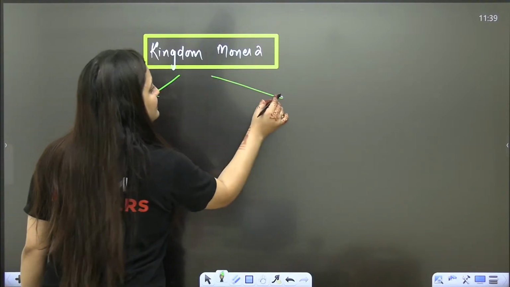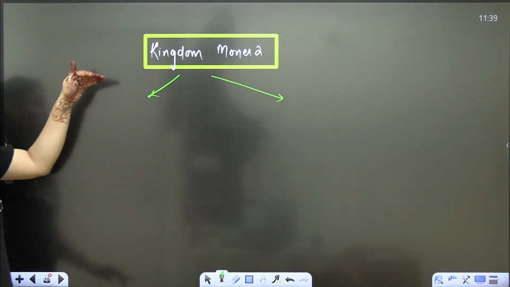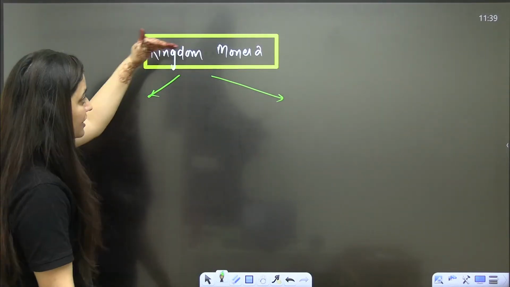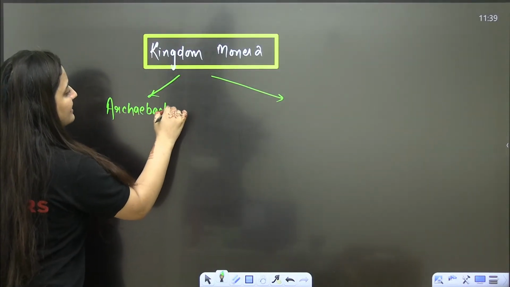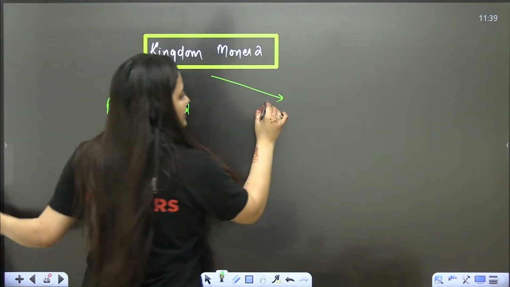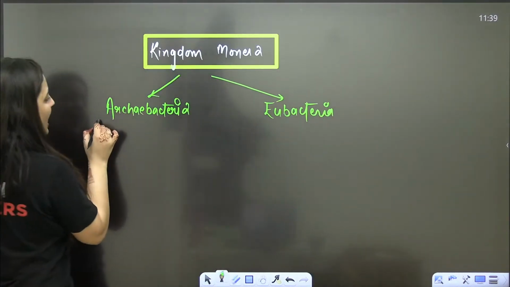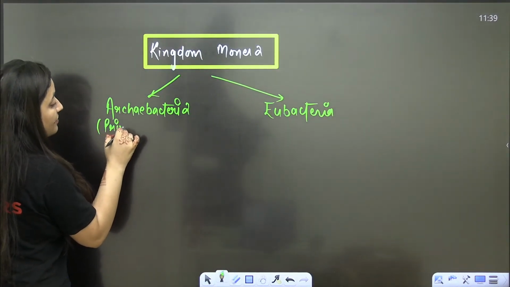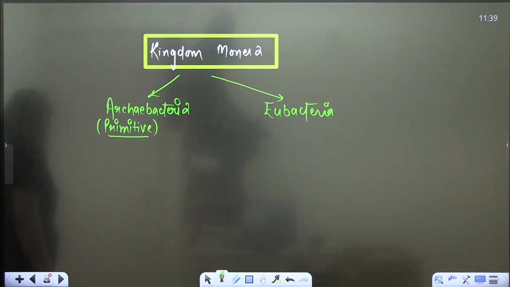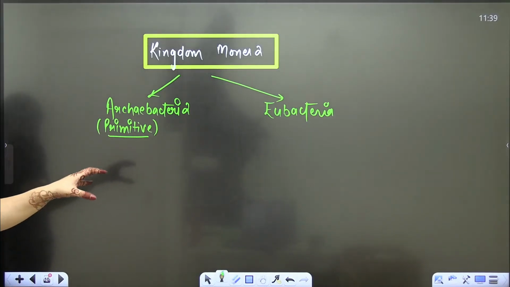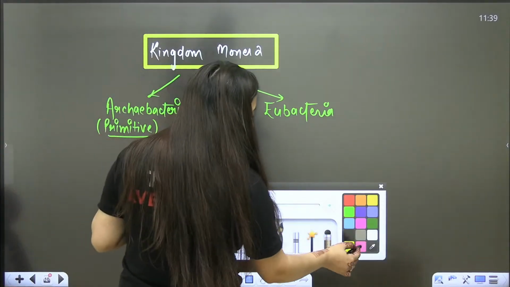So kingdom Monera is subdivided. As per the 5 kingdom classification system, there are 2 sub-kingdoms. In one category, we consider Archaebacteria, the primitive bacteria which can survive in extreme conditions. Another category is eubacteria, where eu means true.